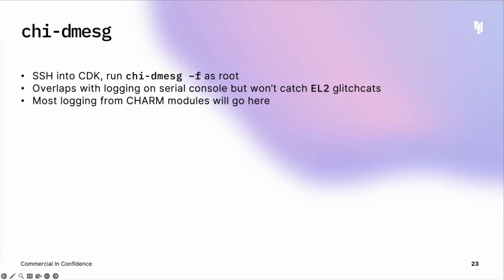It's generally recommended to keep chi dmessage running and give it the -F flag for follow. This won't catch EL2 crashes, but most other logging from modules will be visible here.